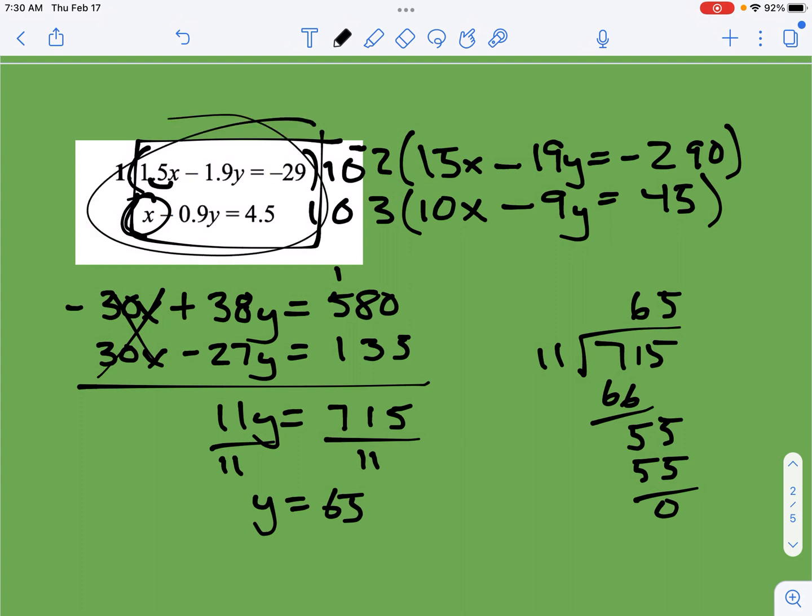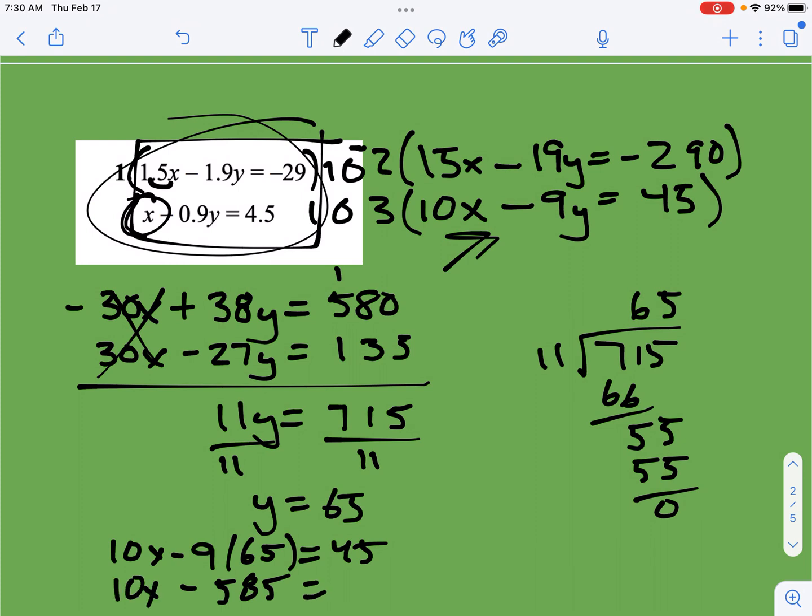And so now instead of substituting this into one of these equations up here, I'm gonna substitute it in this one right here, into this original one. So I have 10x minus 9 times 65 equals 45. All right, so I'm gonna do 9 times 65. It gives me 585. So I have negative 585 here. Right, 10x minus 585 equals 45.